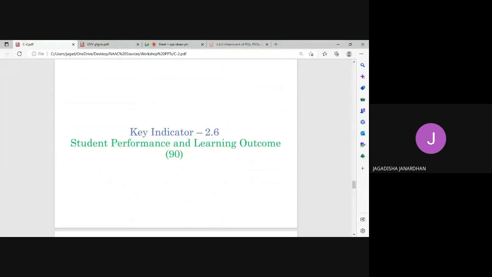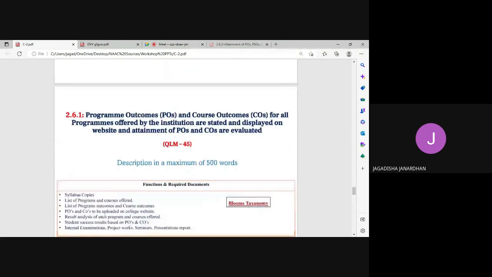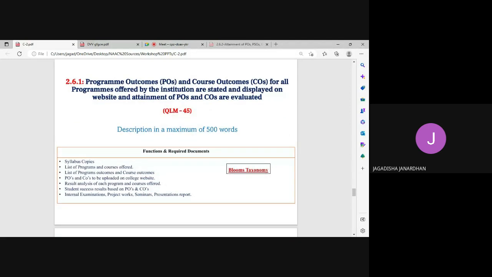Then the most awaited question, that is student performance and learning outcome, key indicator 2.6, which is 90 weightage, the most among all 55 questions and all 37 key indicators. The first metric, 2.6.1: program outcomes and course outcomes for all programs offered by the institution are stated and displayed on the website, and attainment of program outcomes and course outcomes are evaluated.